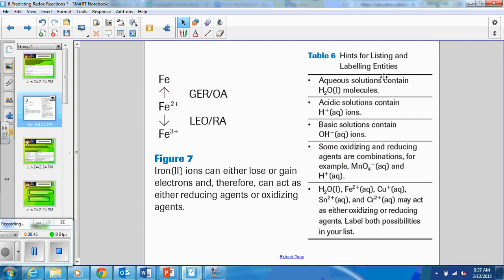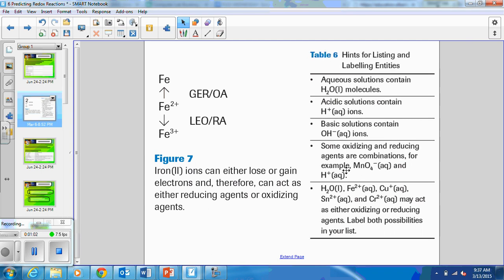So this is just right out of your textbook. If it's an aqueous solution, make sure you include liquid water as one of your entities present. Entities just means list anything that's there in the reaction. If it mentions an acid, then you need to include hydrogen. If it mentions a basic solution, then you need to include hydroxide. Some oxidizing reducing agents are combinations of both, so we'll see that when we look at the data book.